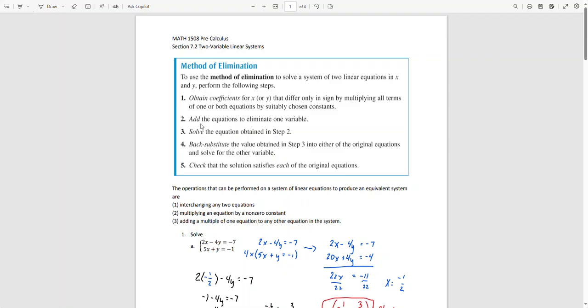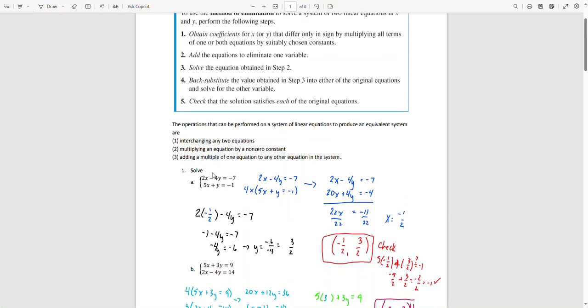Second step, add the equations to eliminate one variable. Doesn't matter which one. I'll show you which one I choose normally. Once we have eliminated one variable, we have an equation that is only in one variable, and we could solve it. And then we could back substitute it and always check our answers. It's the bonus of math, as we know we're right before we move on.